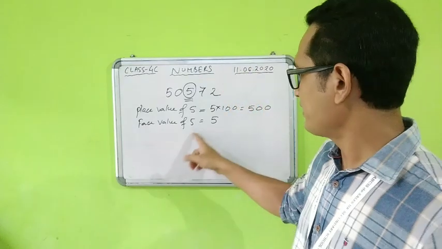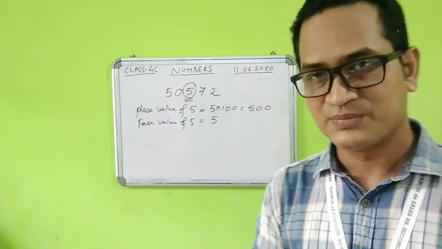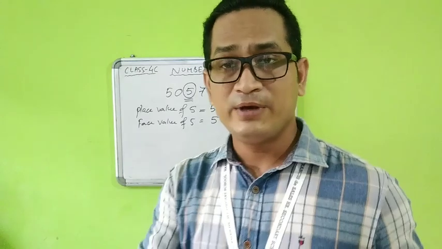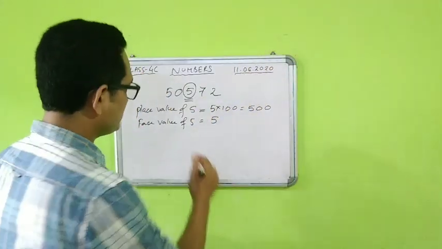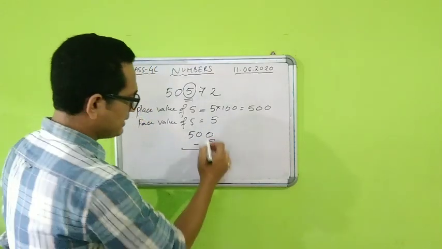So the face value of 5 will be 5 only. So the place value we got 5 and the face value we got 5. Place value we got 500 and the face value we got 5. Now we need to find out the difference. Difference means what? Subtraction. That means we need to subtract now. That is 500 and 5 we need to subtract, and that will be how much?